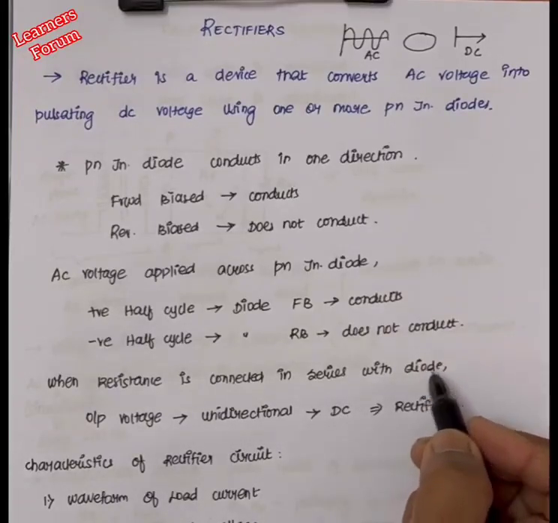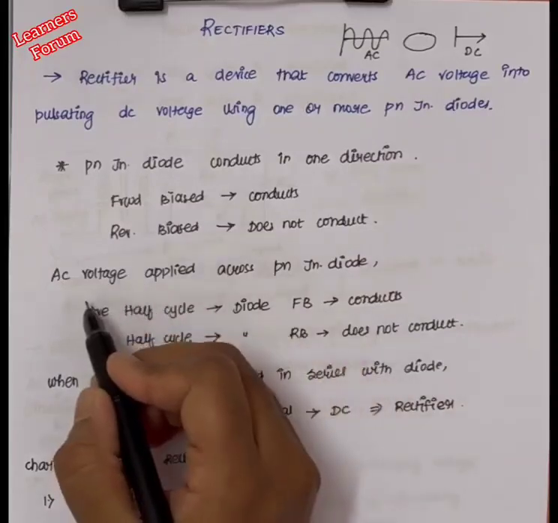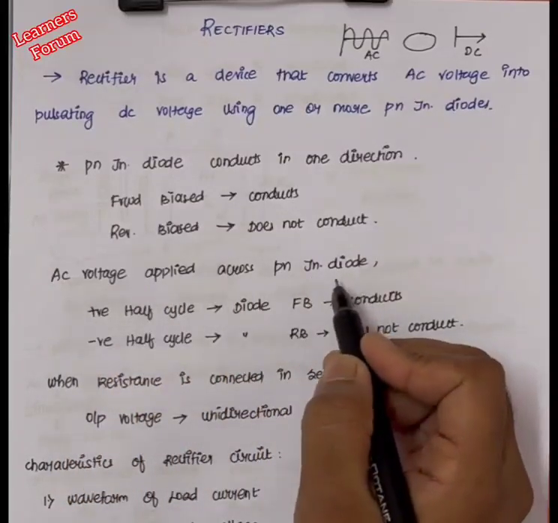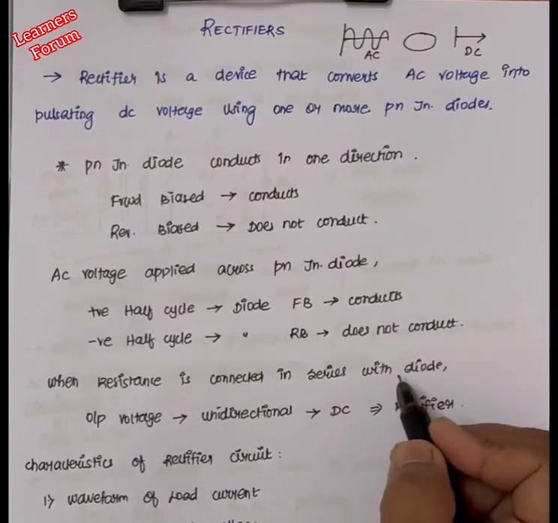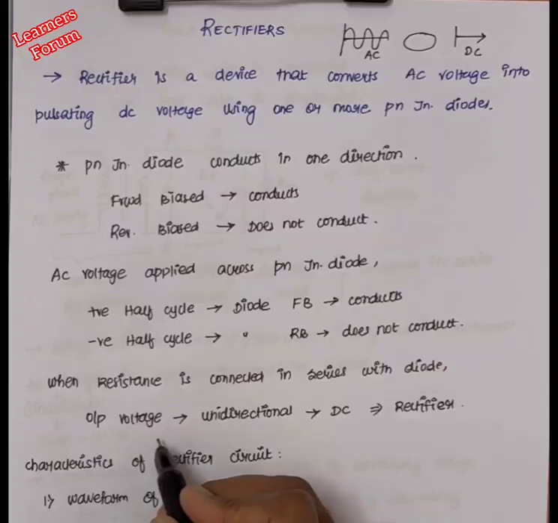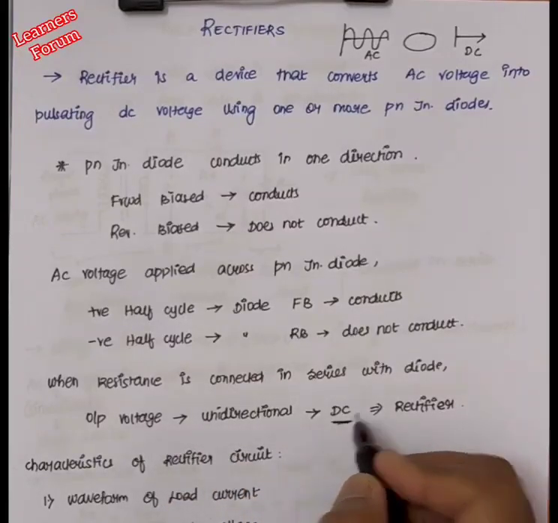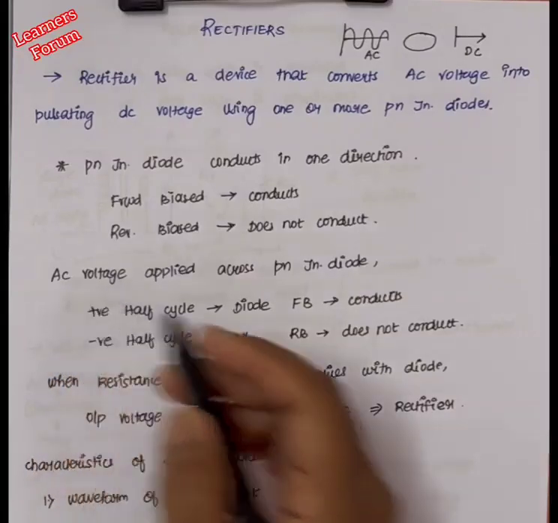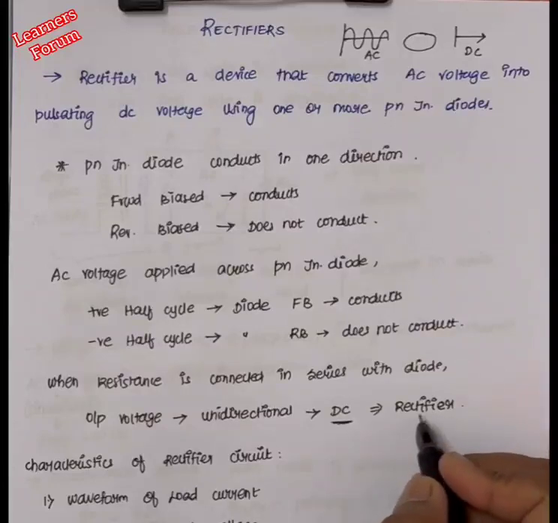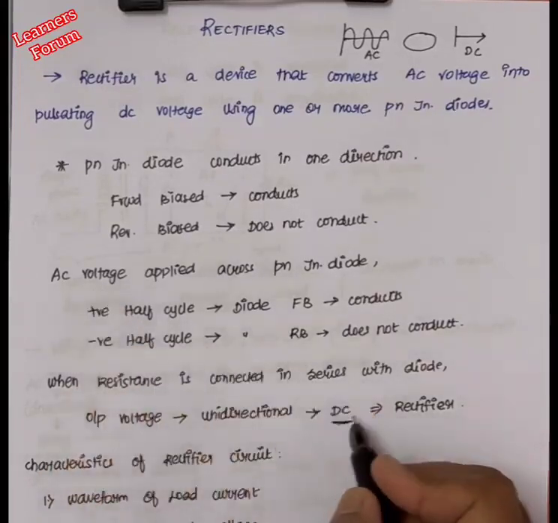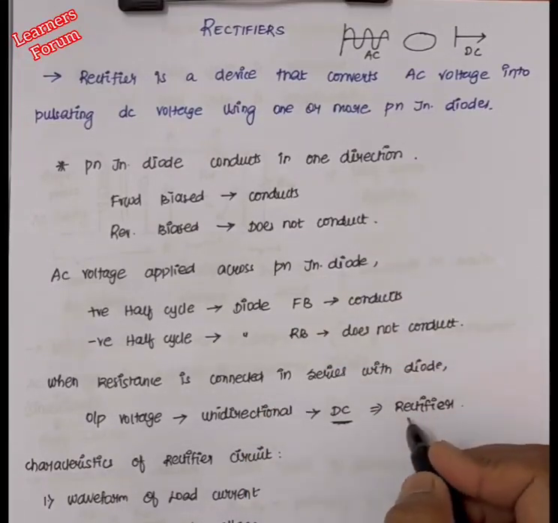First we saw the working operation of a diode. Then we saw what happens when an AC voltage is applied across the PN junction diode. And for the third condition, we add a resistance in series with this diode. Under this condition, the output voltage will be unidirectional, which is nothing but the required DC. So here we have applied an AC voltage and that is converted into DC, which is the working operation of a rectifier. A rectifier converts AC voltage into DC voltage, where we have used a PN junction diode. This is the basic operation.